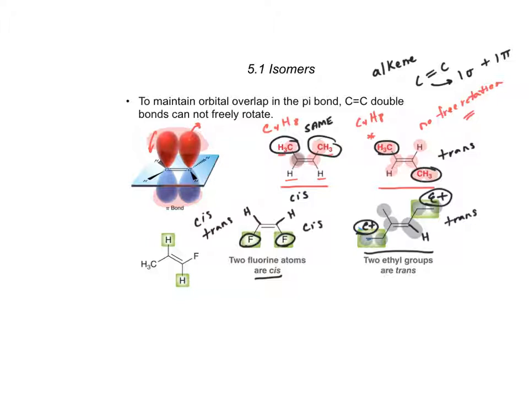Yes? What if instead of a hydrogen on one of the sides, it had some other, like maybe had chlorine or something? We can't use cis-trans. Oh, no. So for this one? Yeah. So this is the chlorine? It was a chlorine. We're still comparing where the ethyls are relative to one another. Okay. It's got to be the same group that you're comparing, or we can't use cis-trans nomenclature. Okay. And we'll get into that later on.